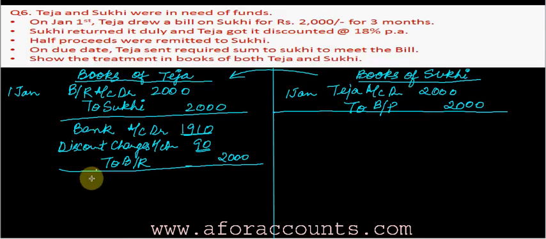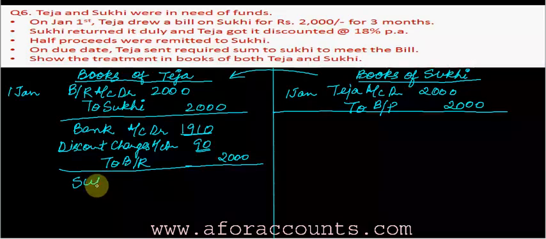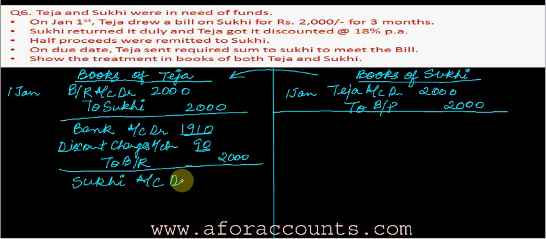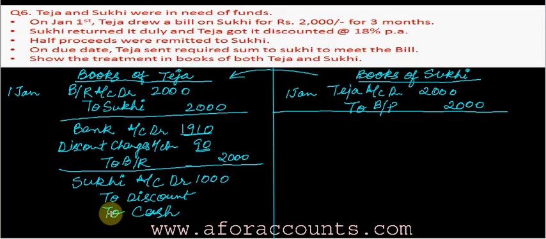So since he is giving to Sukhi, Sukhi's account debit, Sukhi account debit by how much? Half. So of 2000, half is 1000. Sukhi account debit 1000. Half of the discount he will bear. So to discount, and half of the cash he will be given to cash. Remember here that discount will always be a partner of cash. Where there is cash, there is discount. Discount has to be a partner of cash. So half given, so 1000 given and 45. 90 divided by 2 is 45 and 1910 divided by 2 is 955. Half has been given to Sukhi.